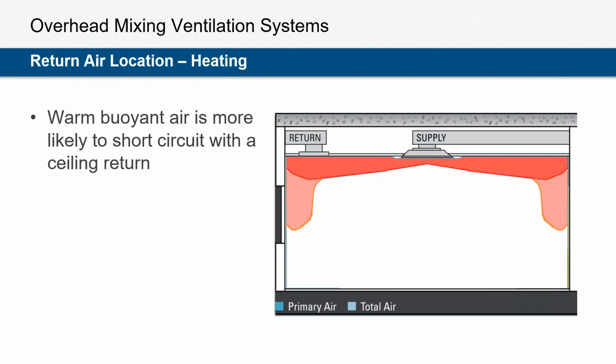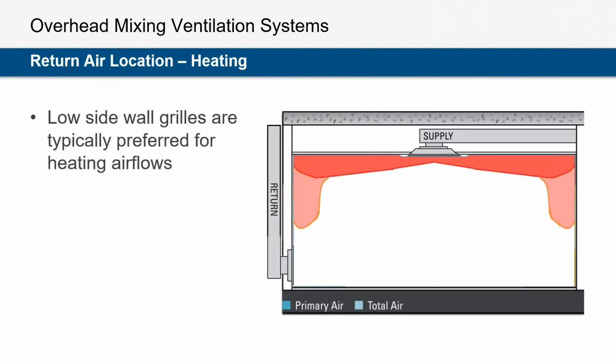When we're doing heating from above, this can present a lot of challenges when it comes to return air. And ideally, if we are doing heating, we might want to look at other locations for that return inlet. The warm, buoyant air is more likely to short circuit and not get into the occupied space. One solution to this is putting the return on the low sidewall. If we locate that in the low sidewall, that air is allowed to travel down the wall, get into the occupied space, and create that mixing that we're looking for.